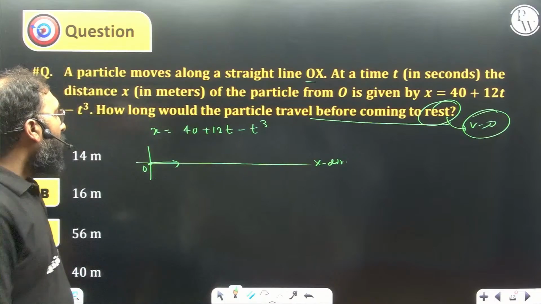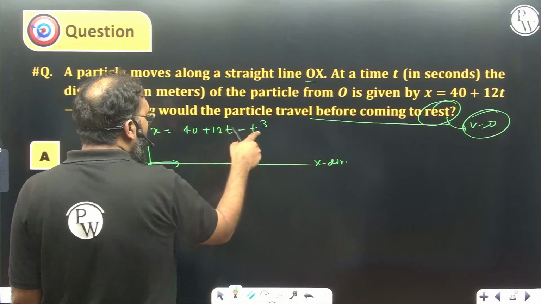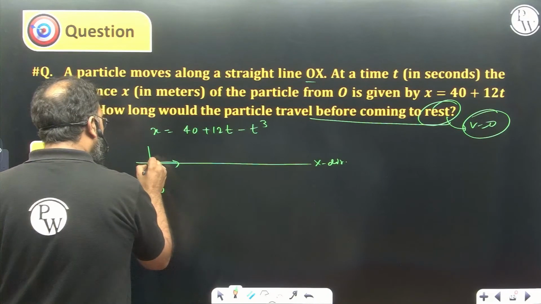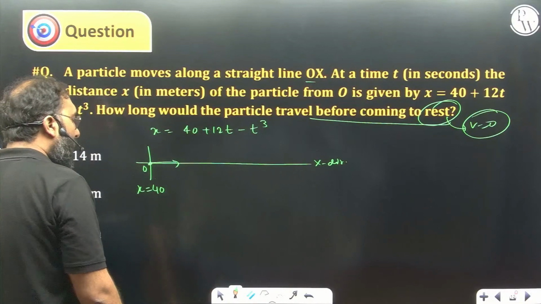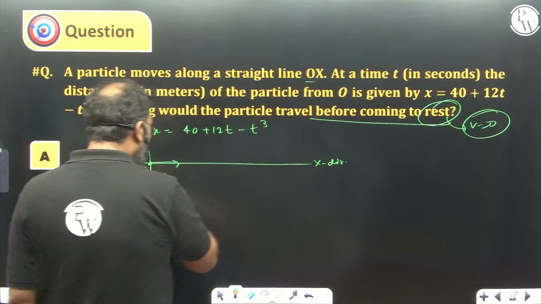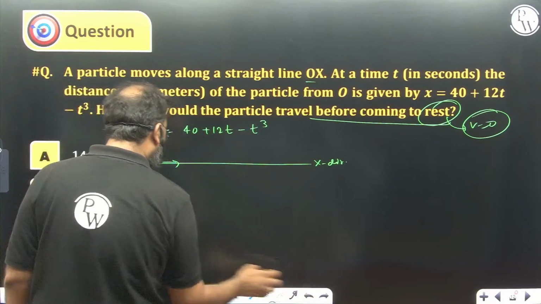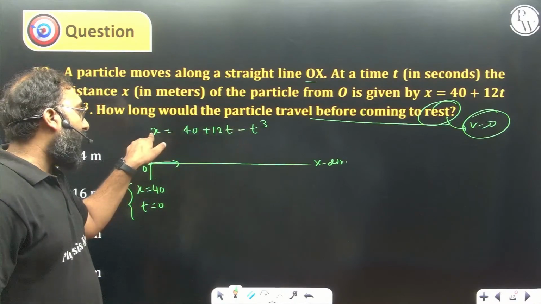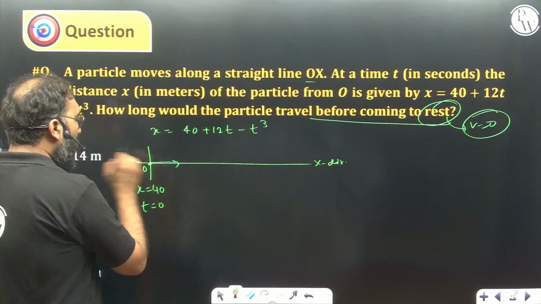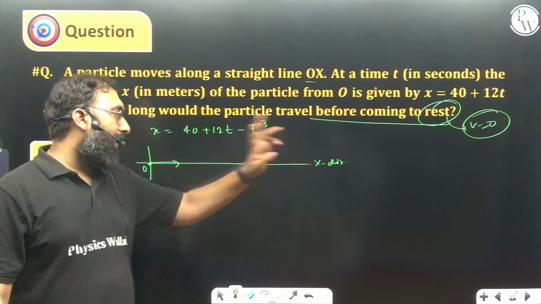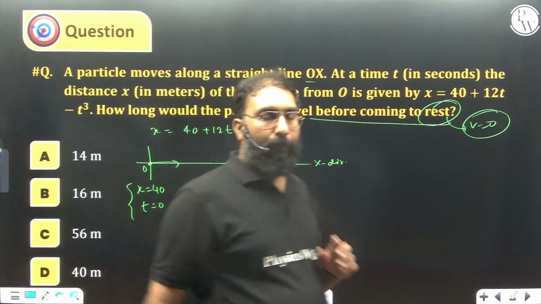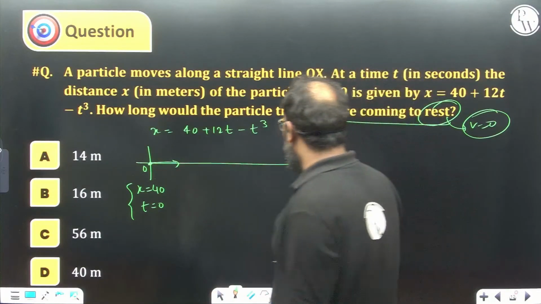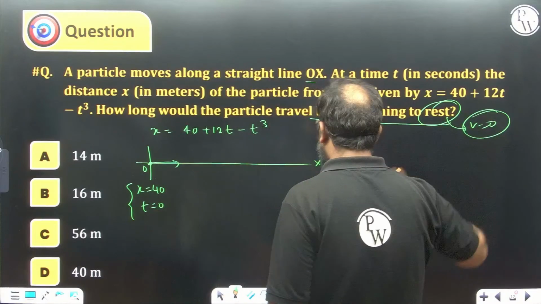This has been asked. So first we'll check that when time was 0, the x value was 40. This was x equals 40. This is the point from where the particle started. Okay, it started traveling in x direction, and here the time was 0. This is the information we have. At t equals 0, the particle was located at 40. Now it started traveling in this direction, and after some time it will stop. So before stopping, how much distance is it going to travel? This has been asked. So first we'll find out the time when the velocity will become 0.